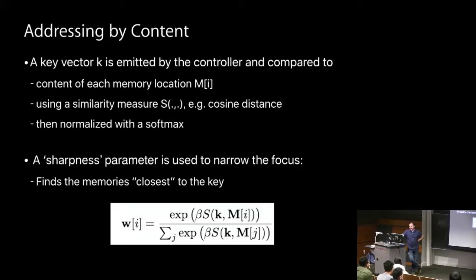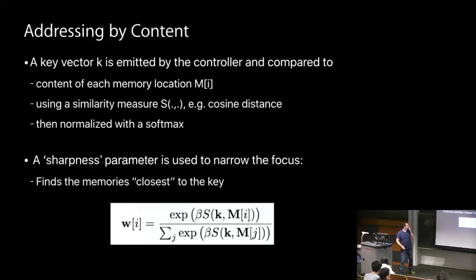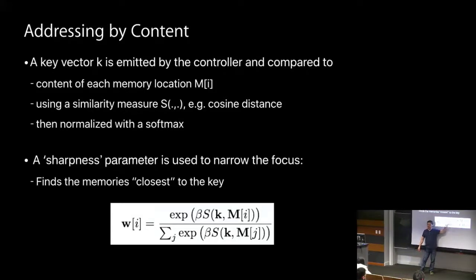And this is why it's called soft attention, because these weights are giving you a probability distribution over all the rows in the memory matrix. And this can be very expensive, because if your memory grows, you have to compute this. The reason we need to do this softmax, this normalization, is because we're later going to see that the whole thing then becomes differentiable.